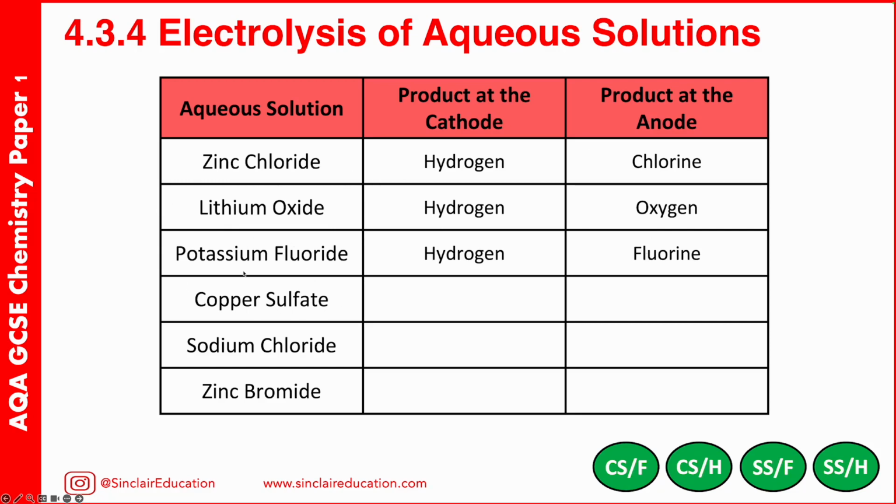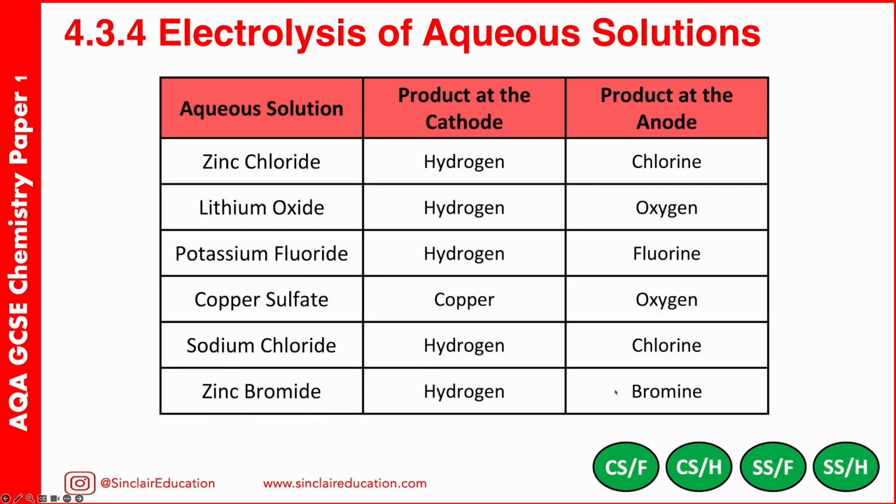Copper sulfate. Copper is less reactive than hydrogen, so actually copper will be discharged first, so we will still make copper. Sulfate is not a halide, and so we'll make oxygen at the anode. For sodium chloride, sodium is more reactive than hydrogen, so we'll make hydrogen, but chloride is a halogen, and so we will make chlorine. And for the last one, zinc bromide. Zinc is more reactive than hydrogen, so we'll make hydrogen, and bromide is a halogen, and so we'll make bromine here.